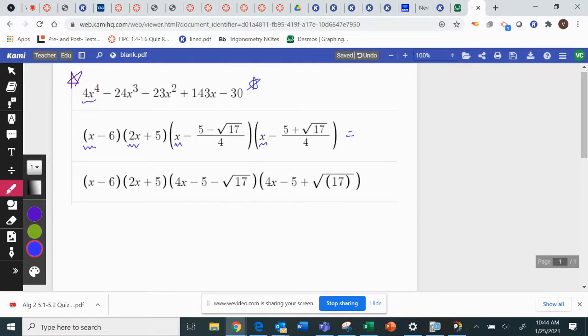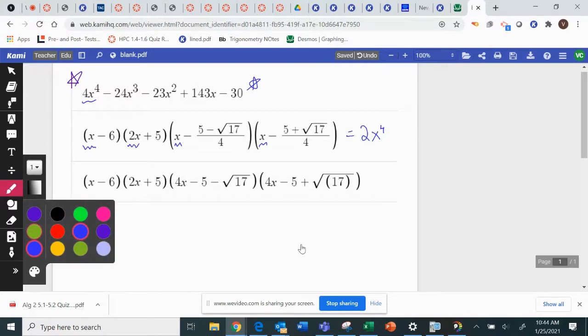Nico, what do I get if I multiply together x, 2x, x, and x? To the fourth, yeah. Is that the same as 4x to the fourth? No, it's not. That's why it didn't look the same.